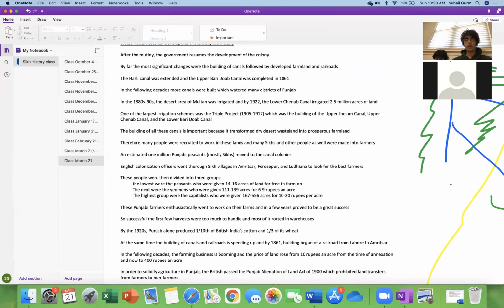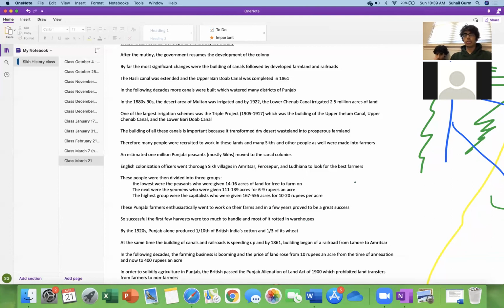And even after the rebellion, as soon as they built these canals to make more farmland, the British officers in India scoured through all the Sikh villages, mainly in Amritsar, Firozpur, Ludhiana, these major cities in Punjab, to look for the best farmers. They're going to want to recruit from Sikh communities, because generally they're less educated than the upper class Hindus, so they're better suited for the military and farming, things like that. And they also trust them more after the Sepoy rebellion.